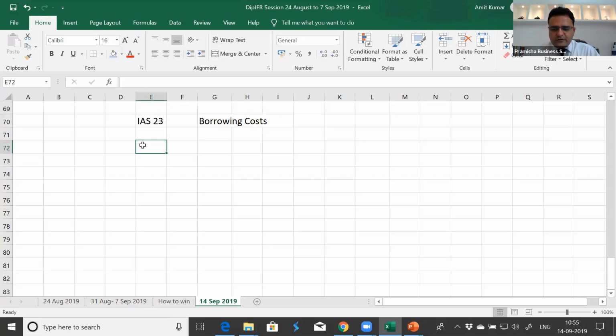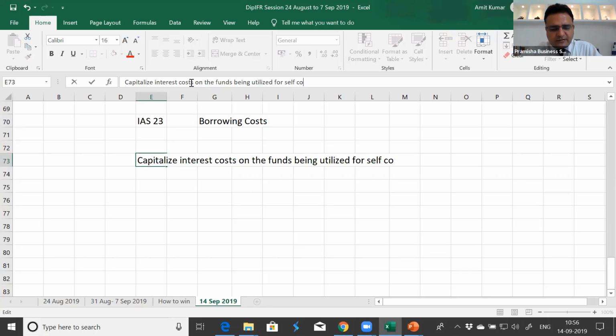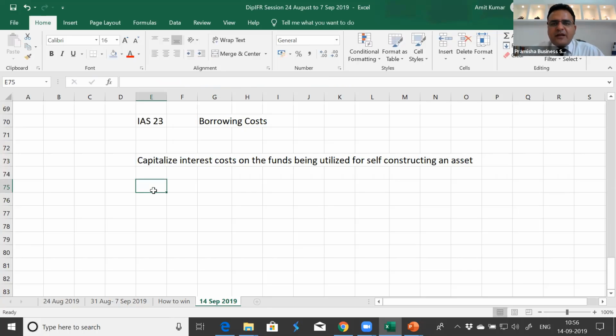IAS 23 Borrowing Cost was introduced to decide whether we should capitalize interest cost on the funds being utilized for self-constructing an asset. Earlier, before this standard was introduced, all the costs were expensed off, meaning they were charged to P&L.